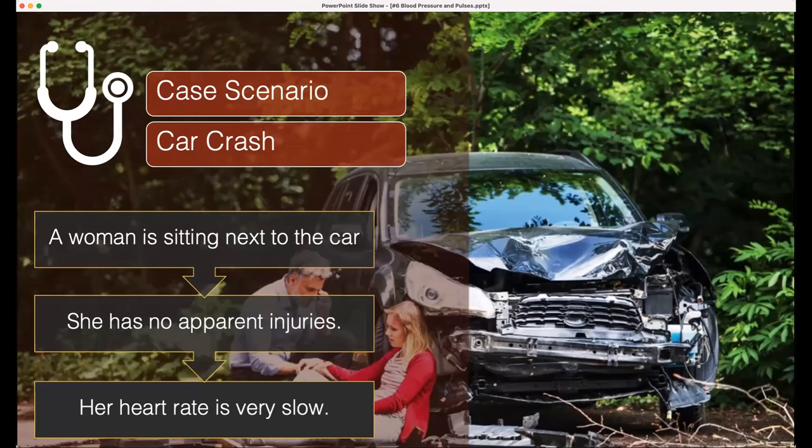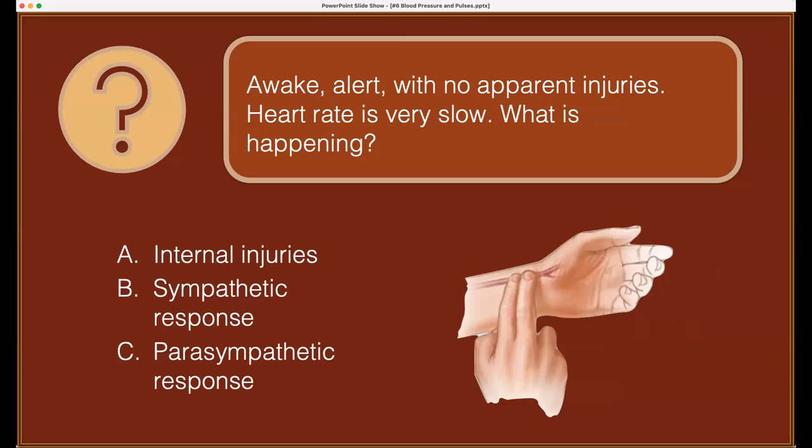All right, next case scenario, car crash. A woman sitting next to the car. She has no apparent injuries. Her heart rate is very slow. What could be happening with her? Internal injuries? Is she having a sympathetic response or a parasympathetic response? The correct answer, this is going back to neuroanatomy, she might be having a parasympathetic response.